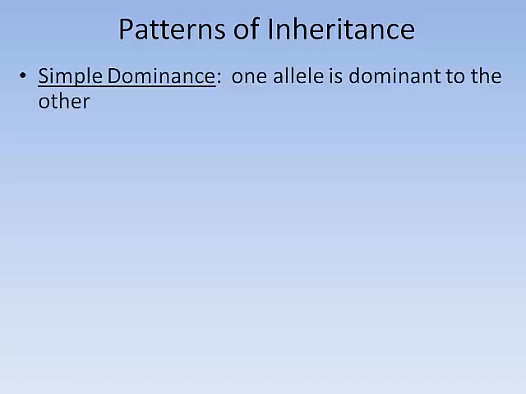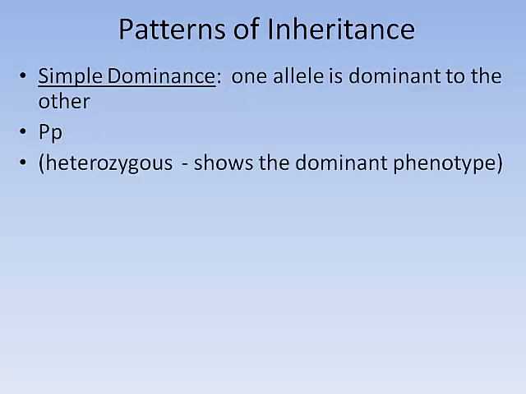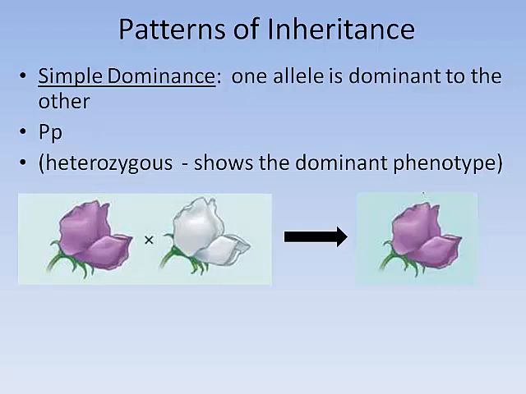Now, previously we've talked about simple dominance, and that's where one allele is dominant to the other and completely covers up the fact that the recessive allele is there. We've used the example before of big P for purple, little p for white in flower color in plants. In simple dominance, the heterozygous genotype shows the dominant phenotype. So whenever you have a heterozygous genotype like big P, little p, you're going to get a purple flower.